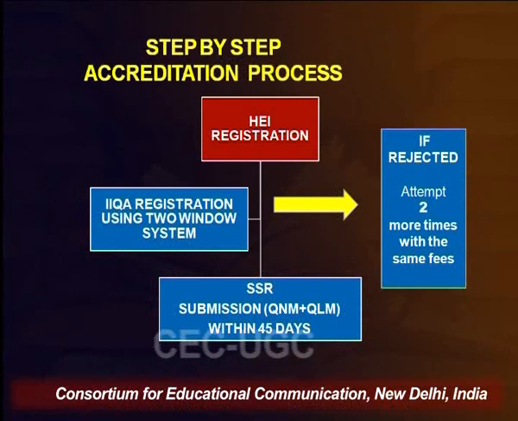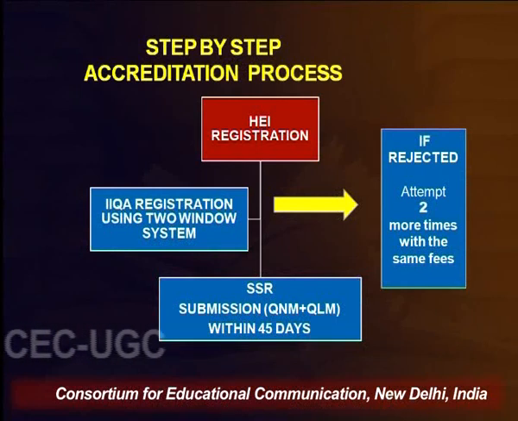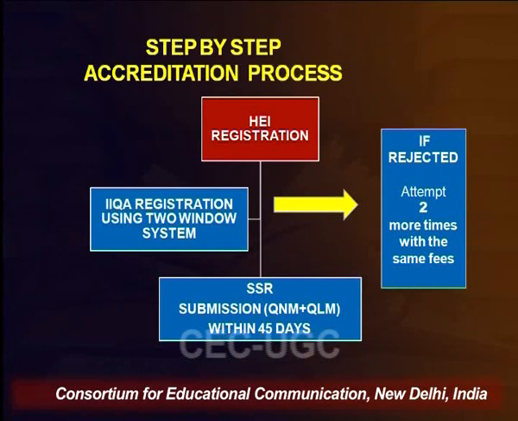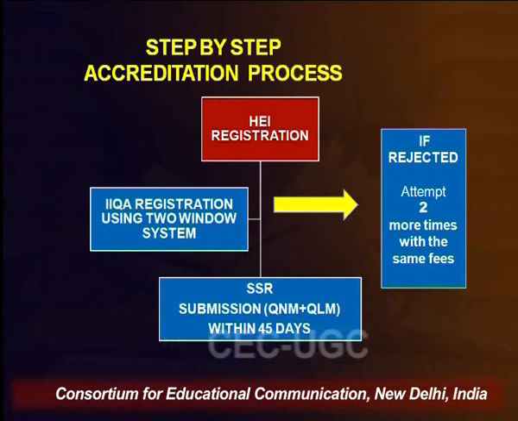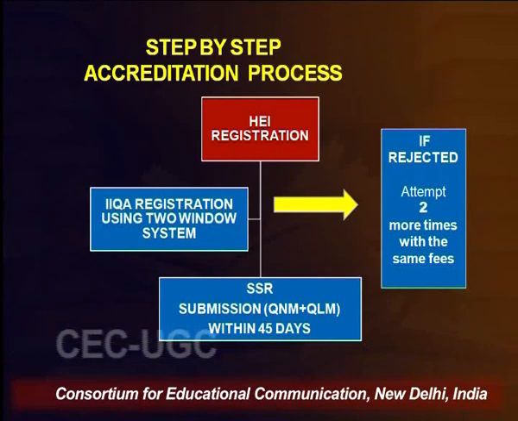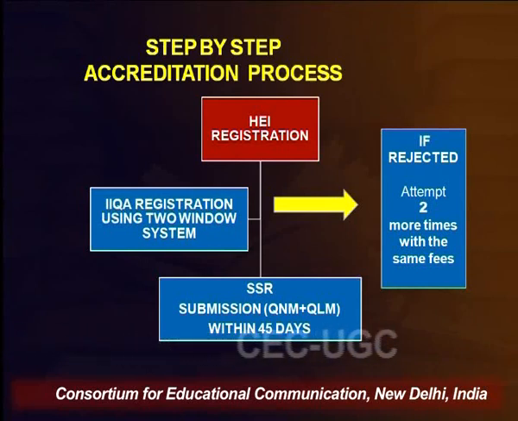Now we can see on the screen this is a step-by-step accreditation process. Let us see these steps, and these are of vital importance for all types of HEI registration process for the purpose of accreditation. The first thing is that you have to get yourself registered and you need to have your AISHE ID, the IIQA registration using the 2-window system. If the application is rejected, you will be allowed at least 2 more attempts with the same fees.